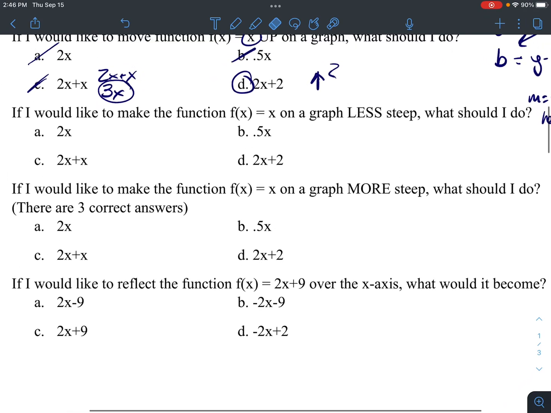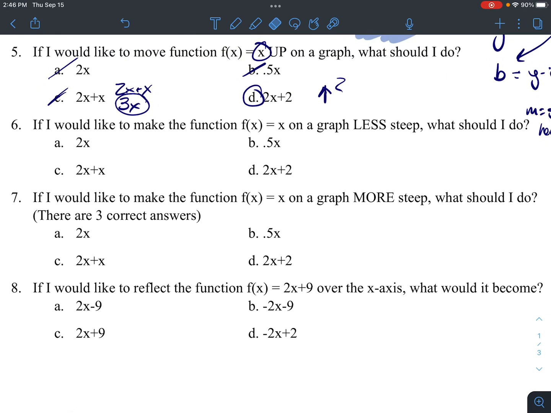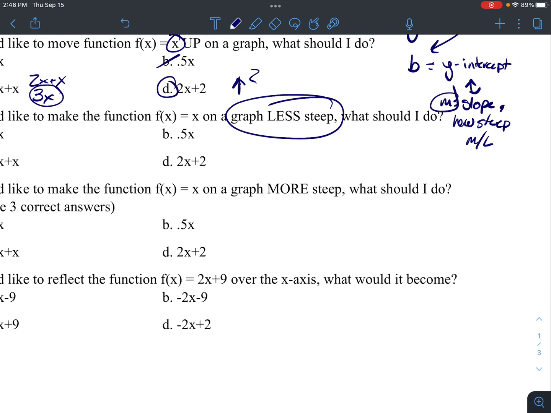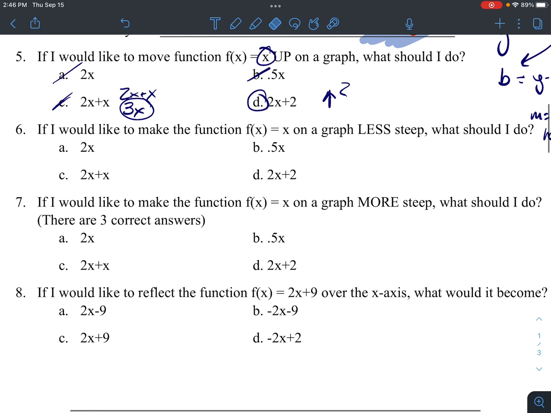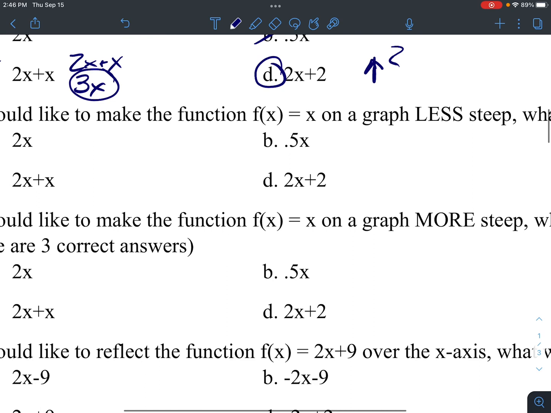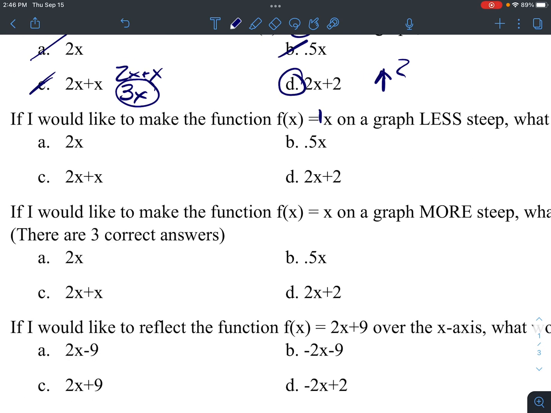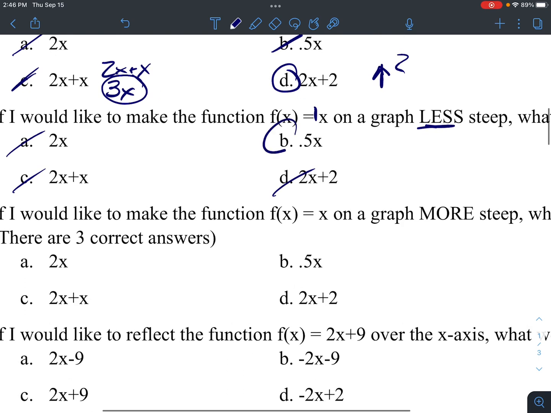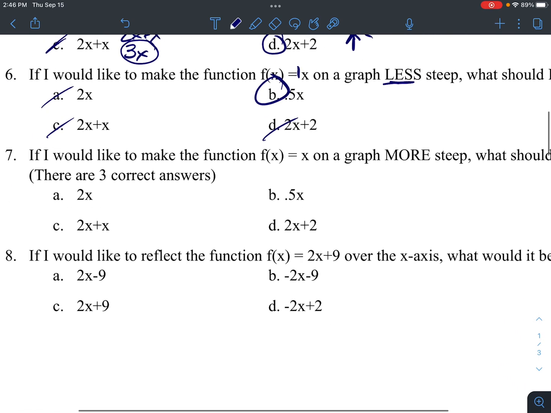Next, if I want to make something less steep, I need to use a pen. Less steep, we're going to change our m. And if we're going less steep, we want to be less than we originally have. So we have a 1 here. If we want to go less, we got to do something that's less than 1. So this is 2, that's more. 2 is more, less steep. Very easy.